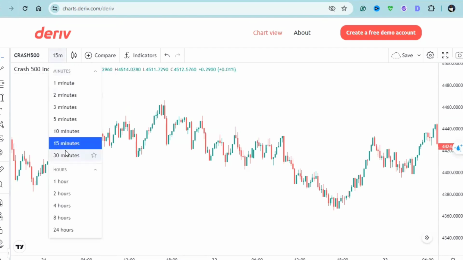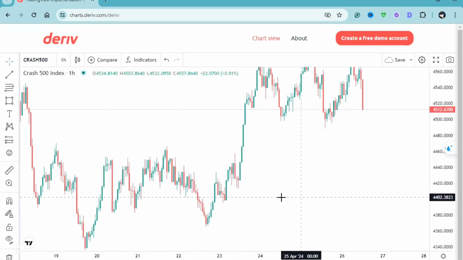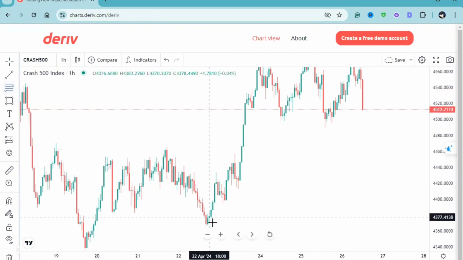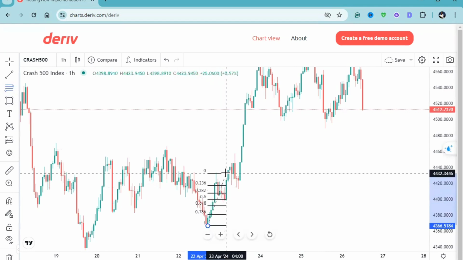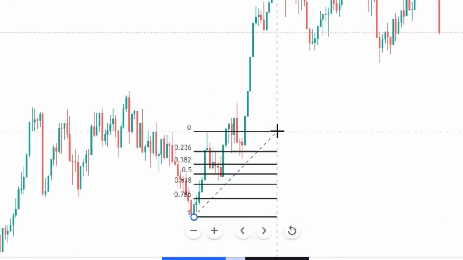Let's go back to the 1 hour time frame again. All right, you can see this is also another price action that just occurred here. Let me show this to you. From here to this level is a swing. All right, so you extend it in this manner.